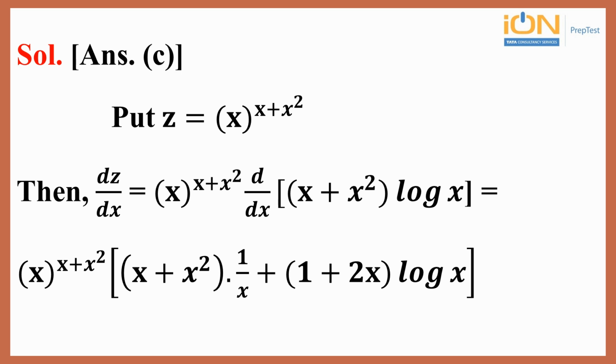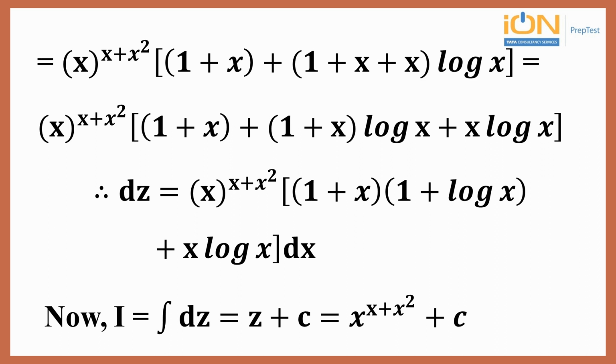Put z is equal to x raised to x plus x square. Now dz by dx, we use the formula whenever we have z is equal to f of x raised to the power g of x, then dz by dx is equal to z into d by dx of g of x into the logarithm of the base function. So that gives us x raised to the power x plus x square into d by dx of x plus x square into log x, that is x power x plus x square into, now the derivative of the inner function is x plus x square into 1 by x plus 1 plus 2x into log x.